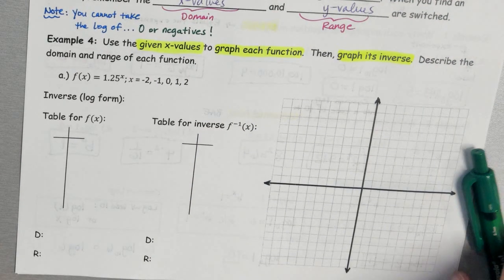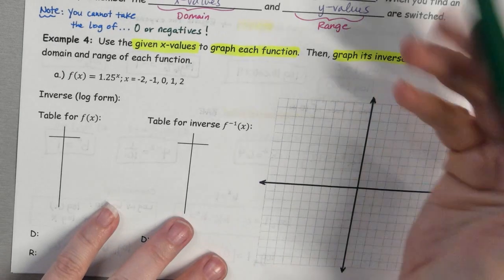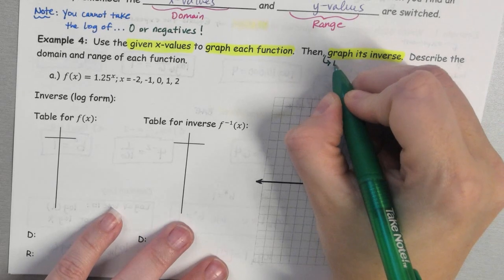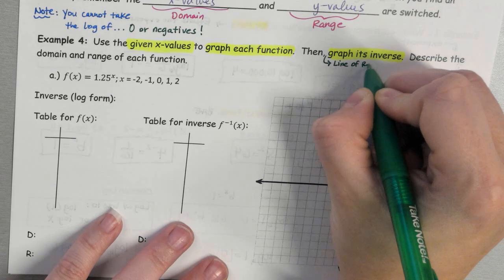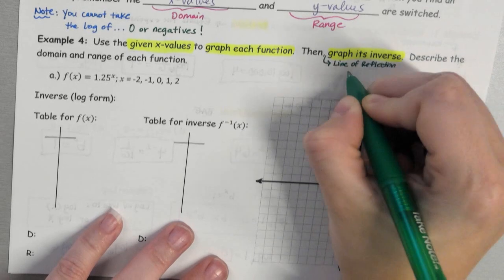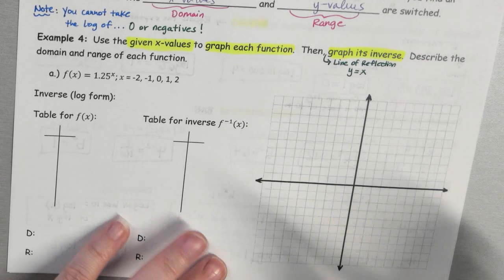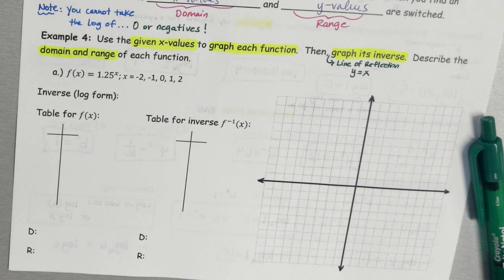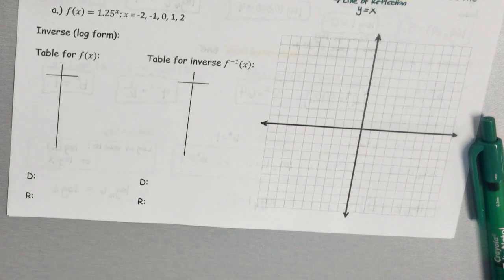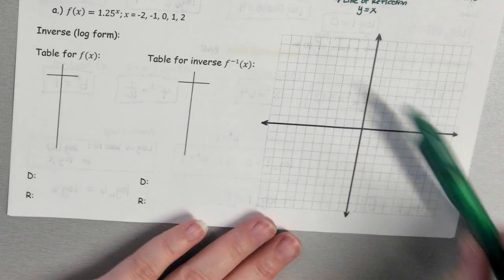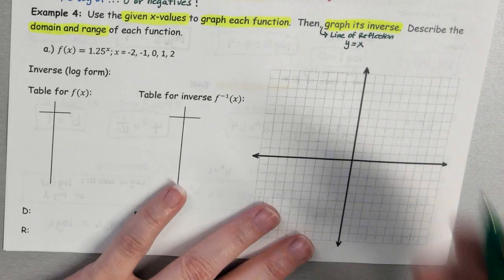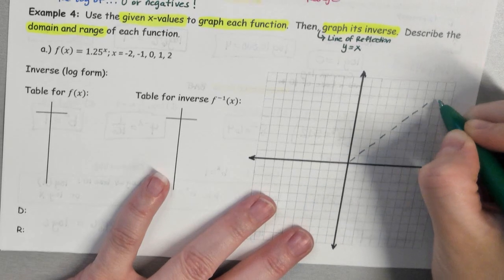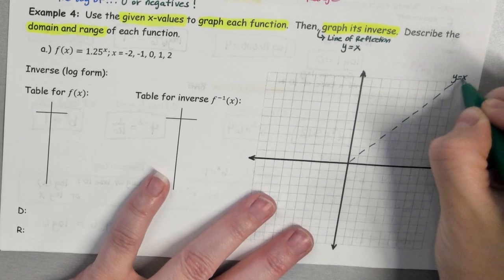Anytime it tells you to graph an inverse, a little light bulb should go off that says, oh, if I'm graphing the inverse, what else do I have to include? Yes, you have to include the line of reflection, which is y equals x. And then we're also going to describe the domain and the range of each function. In fact, if we wanted to, we could even put in the line of reflection right now. Because if it's y equals x, it's always just going to be this diagonal going right through the origin.